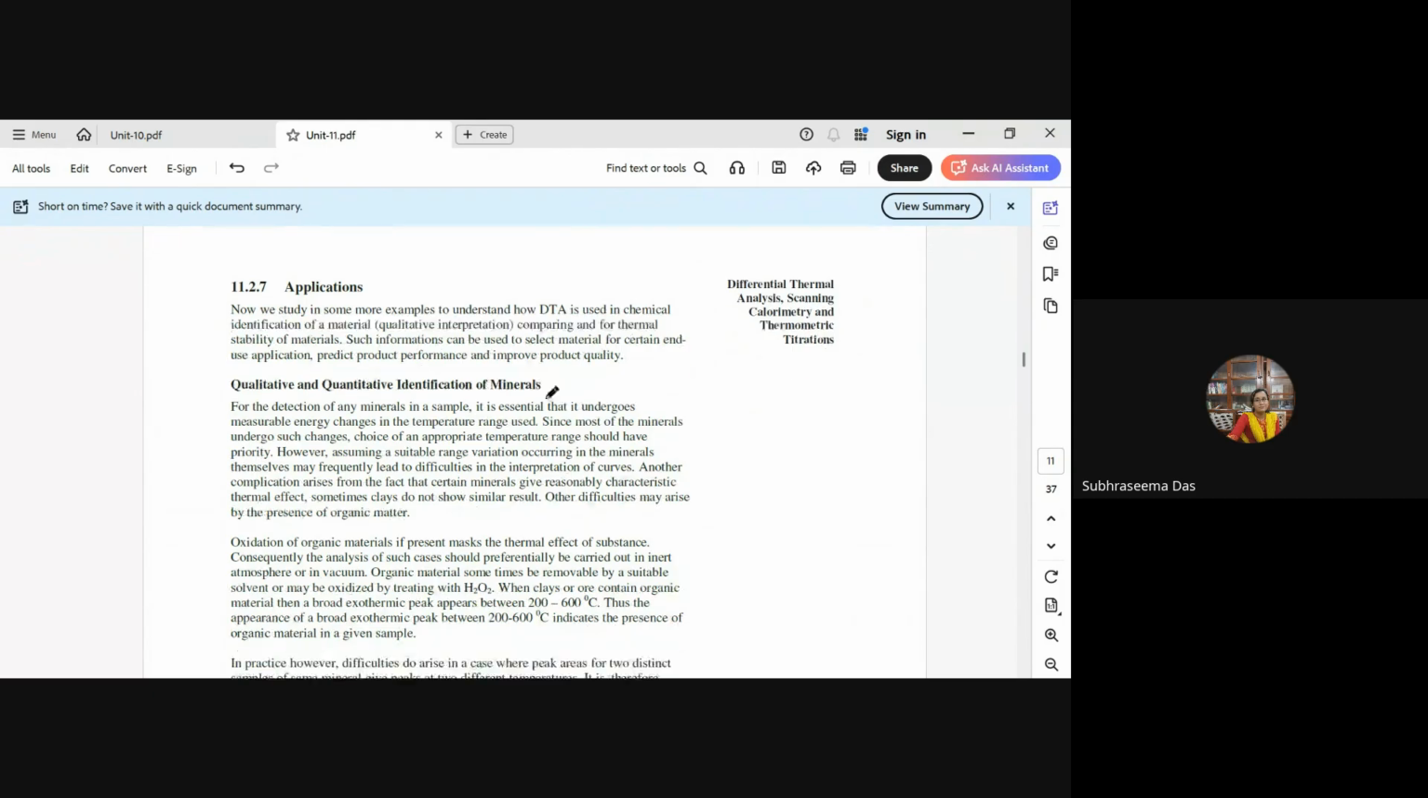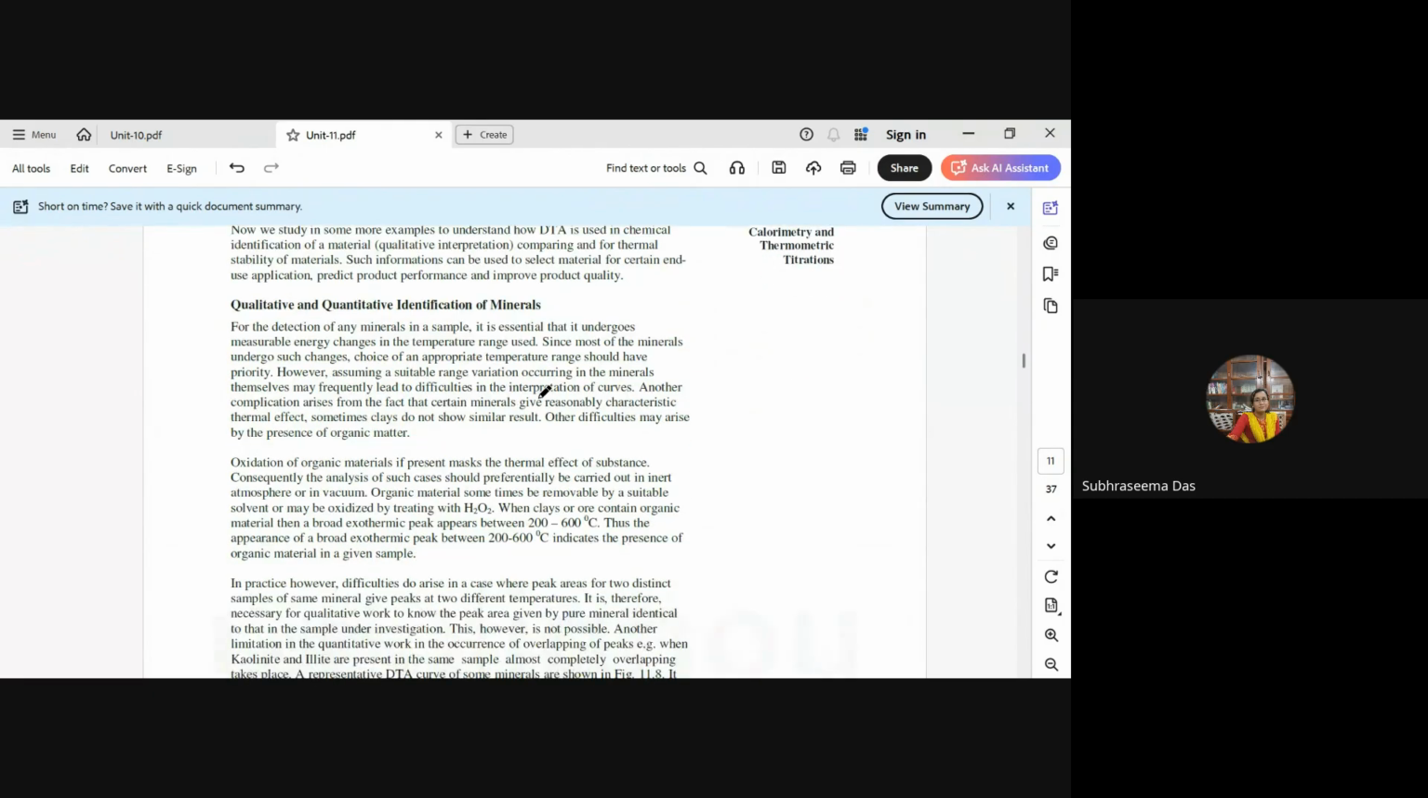So first, it is used in qualitative and quantitative identification of minerals. For the detection of many minerals in a sample, it is essential that it undergoes measurable energy changes in the temperature range used. Since most of the minerals undergo such changes, the choice of an appropriate temperature range should be a priority. There are also other difficulties that may arise.